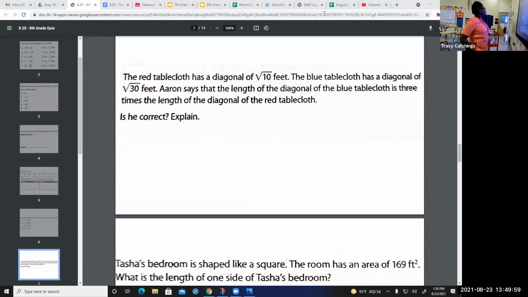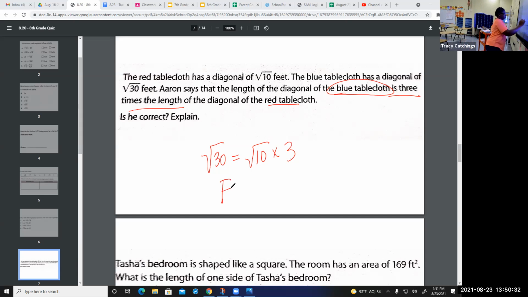All right, it says the red tablecloth has a diagonal of the square root of 10 feet. The blue tablecloth has a diagonal of the square root of 30 feet. Aaron says that the length of the diagonal of the blue tablecloth is 3 times the length of the diagonal of the red tablecloth. Is he correct? He said blue is 3 times red. So let's figure out what he said. Square root of 10 times 3 will get us to 30. And that is a false statement.